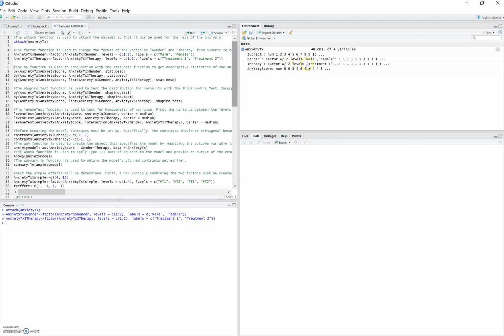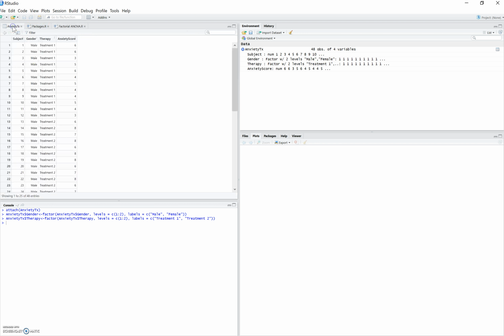And you can see that it's changed over here into a factor with two levels, as well as if we go and look at the data set, you can see that the 1s and 2s have been changed into their appropriate labels that I set up using that code.